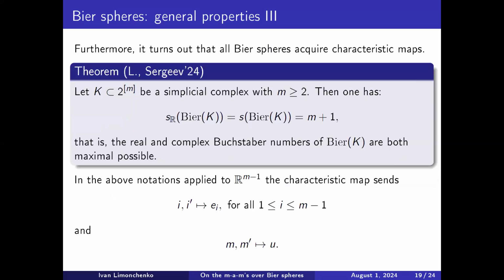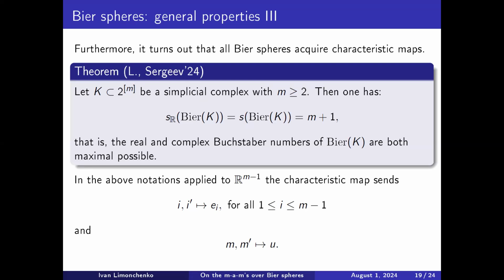And we decided to put some toric topology on this, and together with Matvei, we observed that for any Bier sphere on [m], where m starts from 2, both complex and real Buchstaber numbers, that are just the highest possible rank of a subtorus in T^m acting freely on the corresponding complex or real moment angle complex, this rank is always m plus 1. So they coincide, and for each m you have m plus 1.